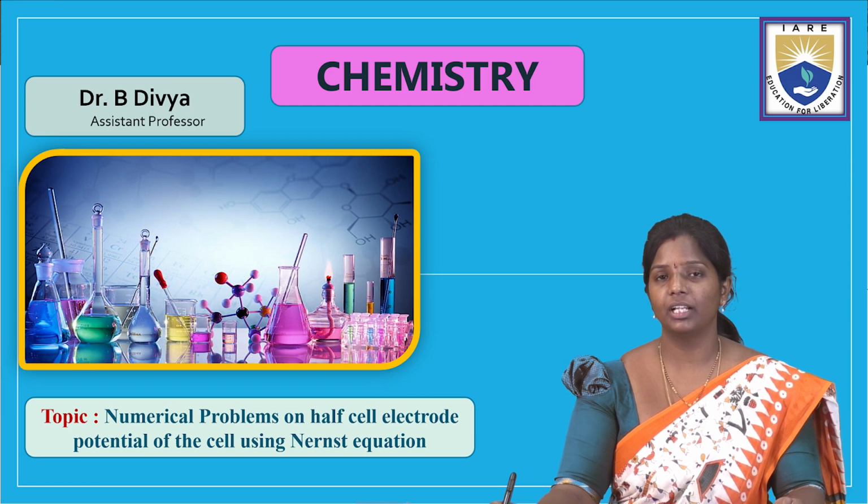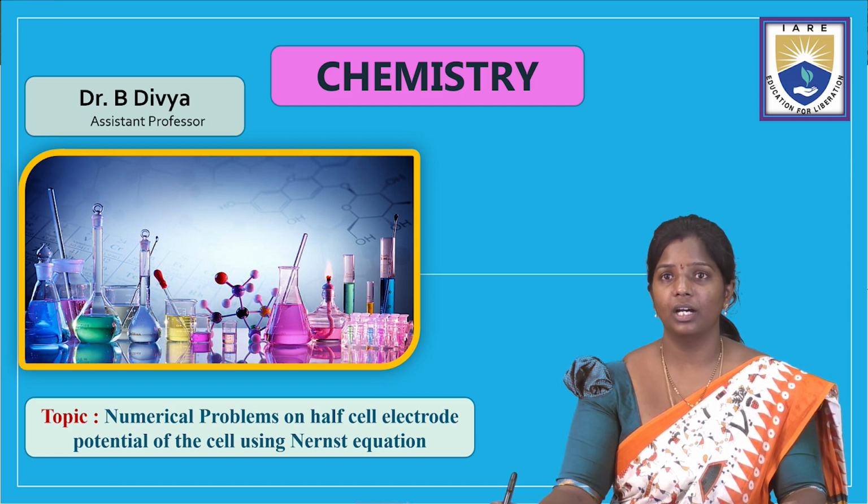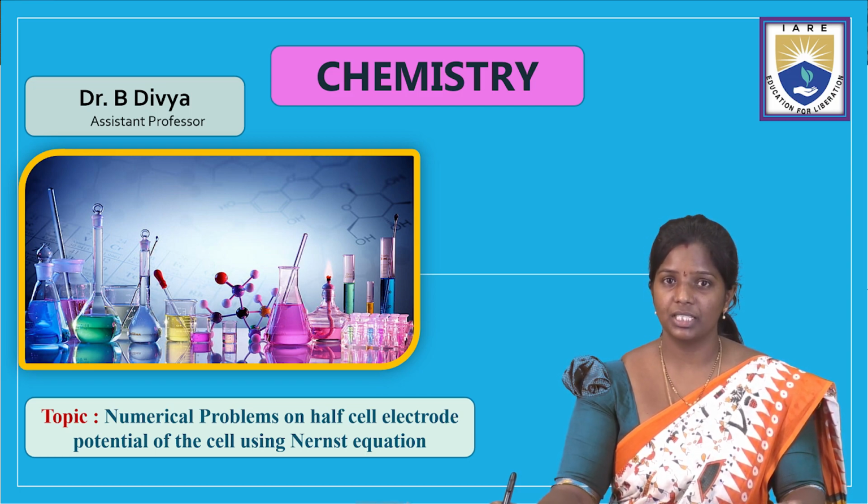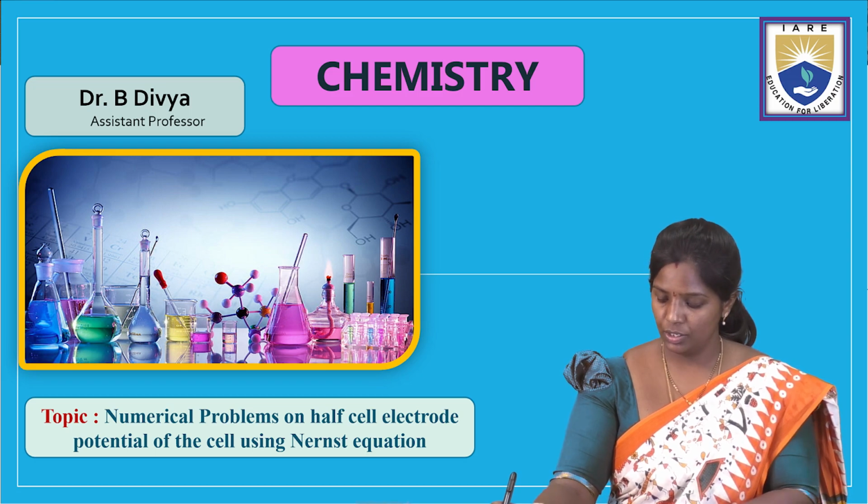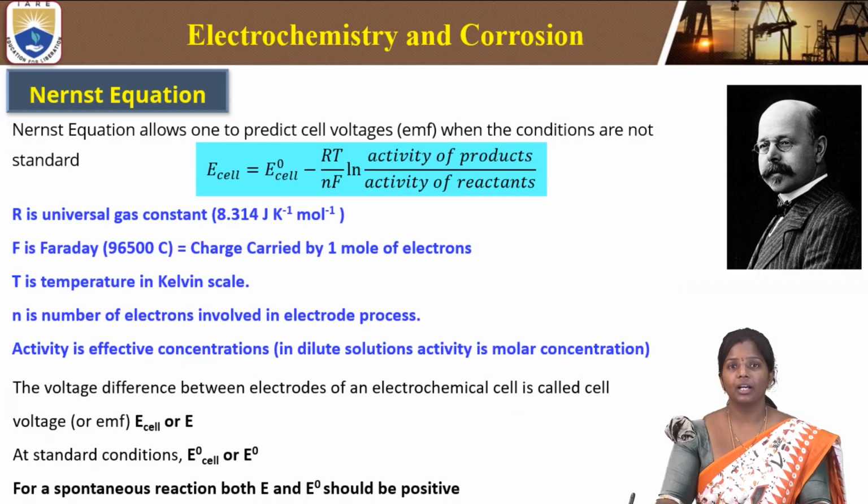In this session, we will learn the numerical problems on half cell electrode potential of the cell using the Nernst equation. Before jumping to the problems, we will have a glance at the Nernst equation. What is it and how is it derived? At standard conditions, we can use E cell is equal to E cathode minus E anode and calculate the EMF.